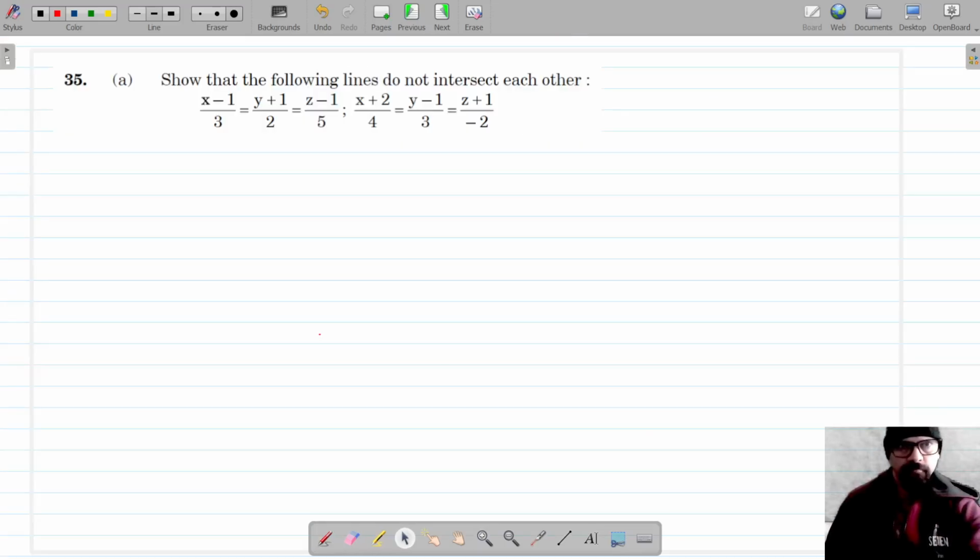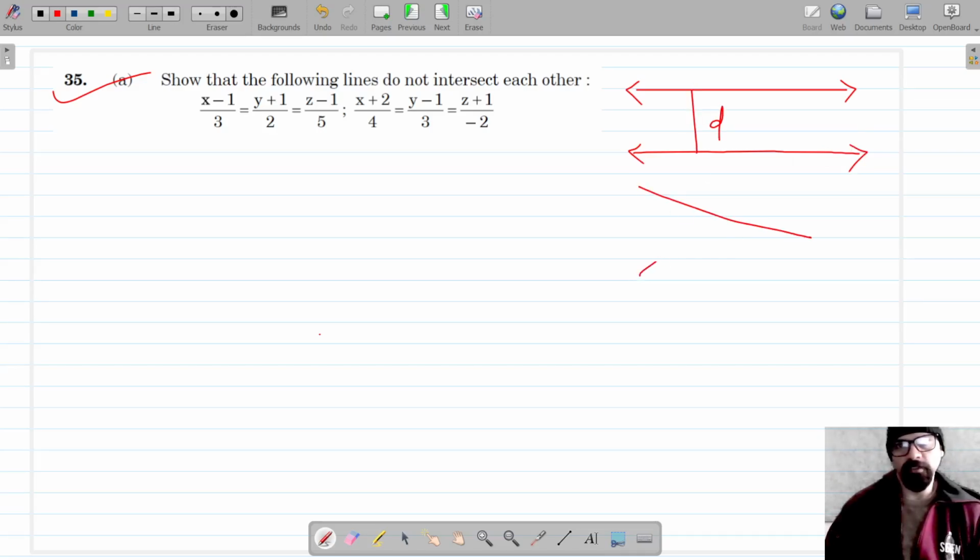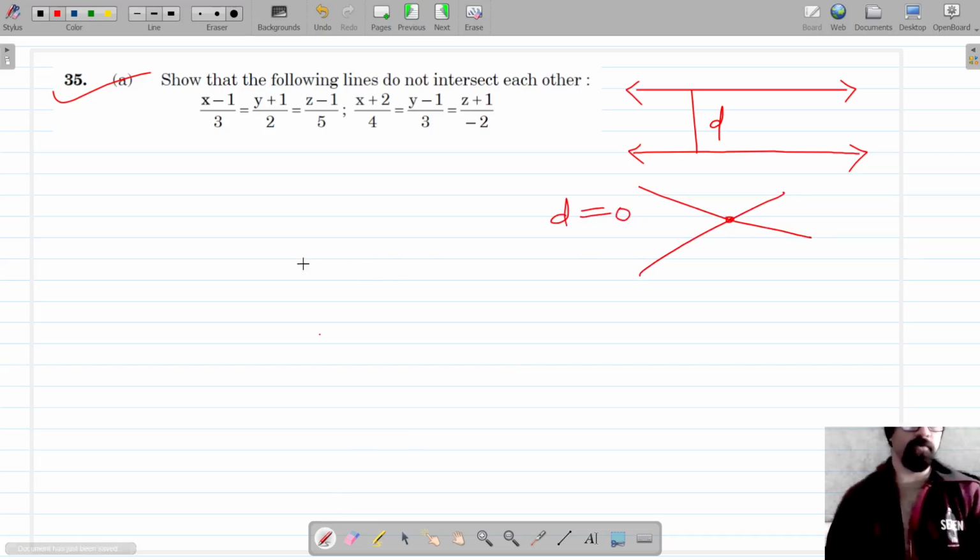For question number 35, part A, we have to show that the following lines do not intersect each other. If the lines do not intersect each other, that means they are parallel and there is some distance between them. And if somehow they intersect each other, the shortest distance between them should be equal to 0, because they are intersecting at a point.